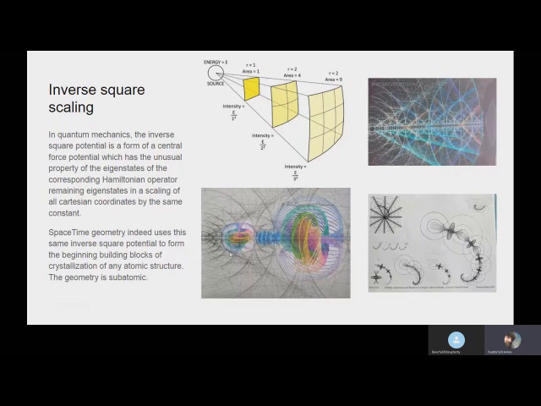So it's mimicry on all scales, using this same simple repetition of this Bessel function, this ripple, over and over and over, creates reality and creates these types of parameters for reality and the existence that we see to come into existence. So this is deeply rooted here. Space-time geometry indeed uses this same inverse square potential to form the beginning building blocks of crystallization of any atomic structure. The geometry is subatomic.